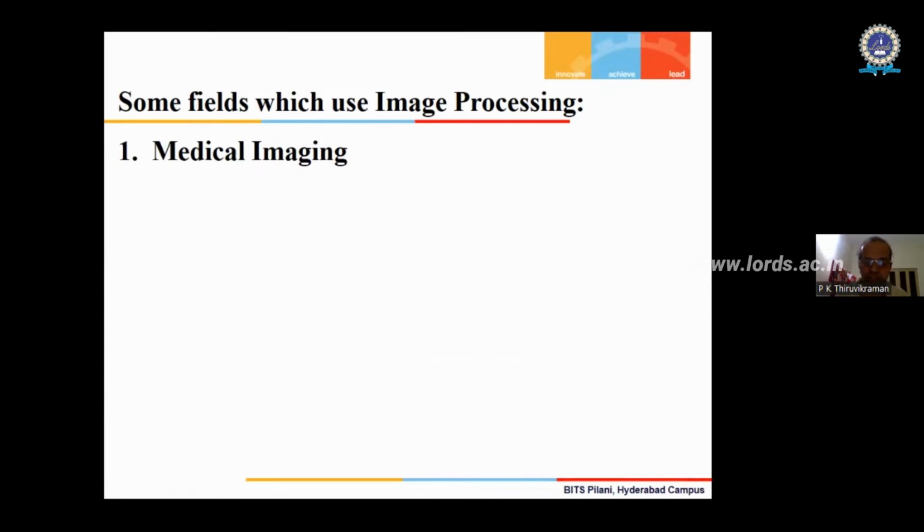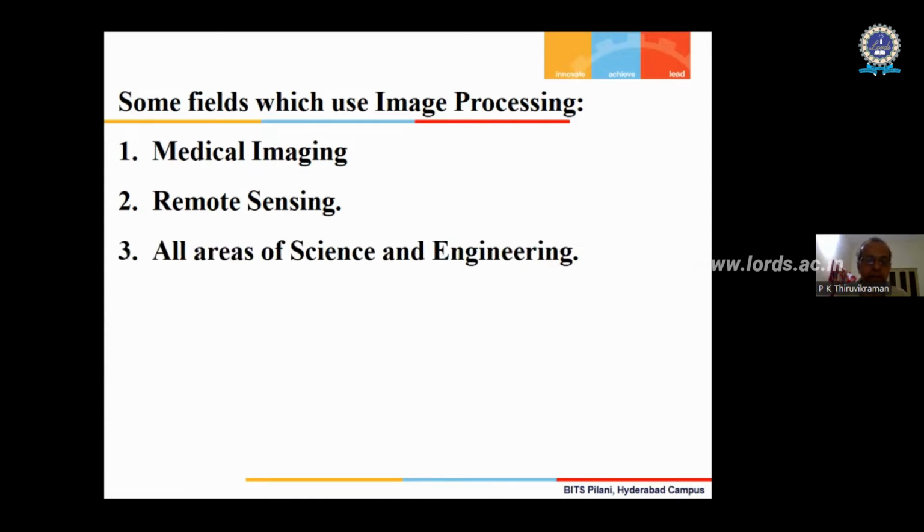But to give some specific examples, medical image processing is a very hot field. Remote sensing I mentioned, where satellites take images of the surface of the earth and we might want to recognize what's happening. And actually nowadays we are using it in all areas of science and engineering, because you take any field, whether it's biology or engineering, a lot of images are captured and we might want to analyze these images automatically. And the first step in that is to enhance the quality of the image.